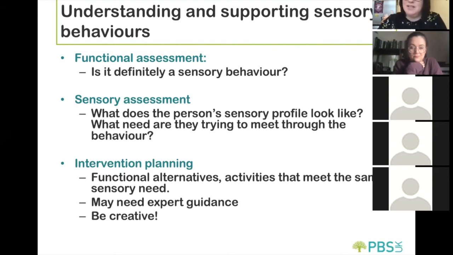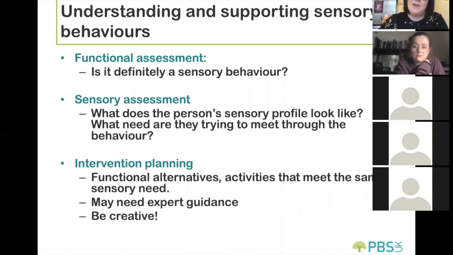So what we need to do is find some other way through which they can meet that need in a way that's not harmful to other people. Activities that meet that same sensory need. The difficulty is they need to be just as easy or easier for that person to do. They need to be readily available, and they need a lot of time to get used to using this new alternative method. So it can be a really difficult thing to make a change with. It takes a lot of focus, and you quite often need some expert guidance around some of those alternative activities you could introduce. And it's about being creative.